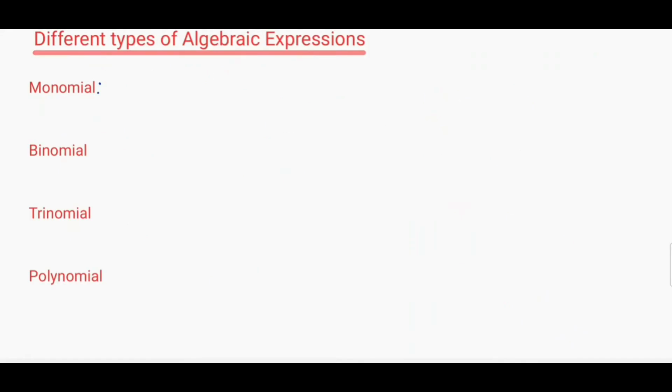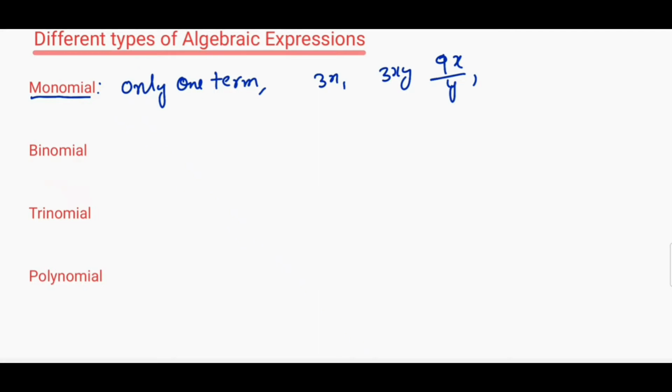Now let's discuss different types of algebraic expressions. First we have monomials. A monomial is an algebraic expression which contains only one term. For example, 3x, 3xy, 9x divided by y, all these are monomials because they contain only one term.